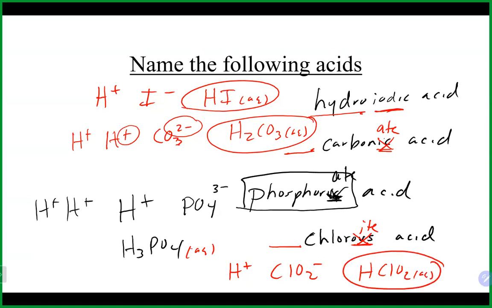Any questions on going from the acid name back to a formula? That's a really good way to do it. Cross out the back part, put ite or ate if it contains oxygen, and that will pretty much tell you the name of the polyatomic ion, and you can get the correct formula. Any questions on that?